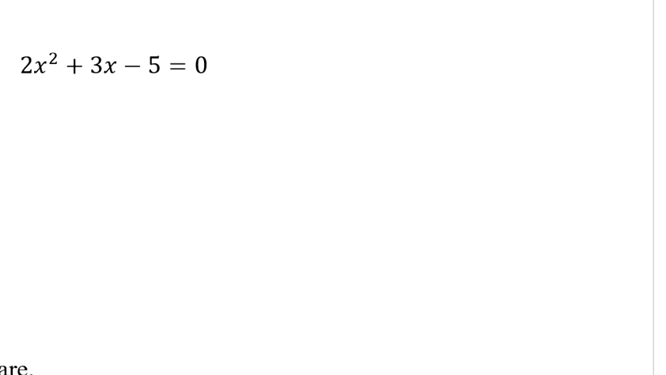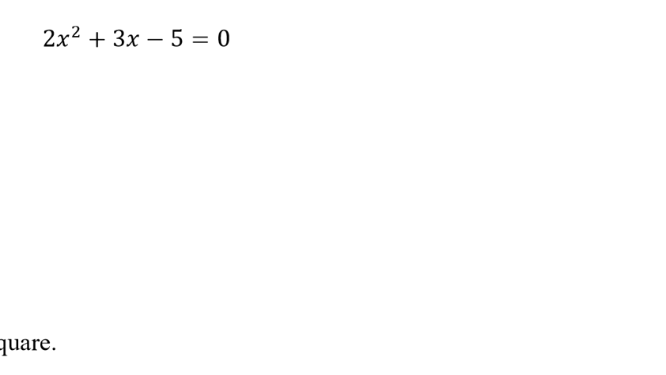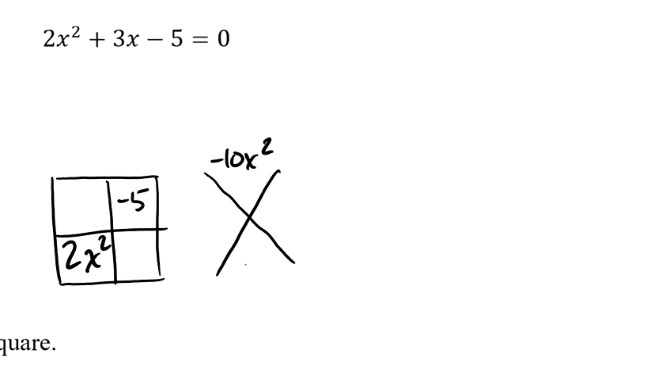So let's go ahead and do something similar with the second example here. This one I'm going to go ahead and use the generic area model and the diamond problem right off the bat, although it's not necessary. I have 2x squared and a -5. This is -10x squared. And I need to get a sum of 3x. And the two values that do that, 10 doesn't have a lot of factors, right? It's a 1, a 2, and a 5.